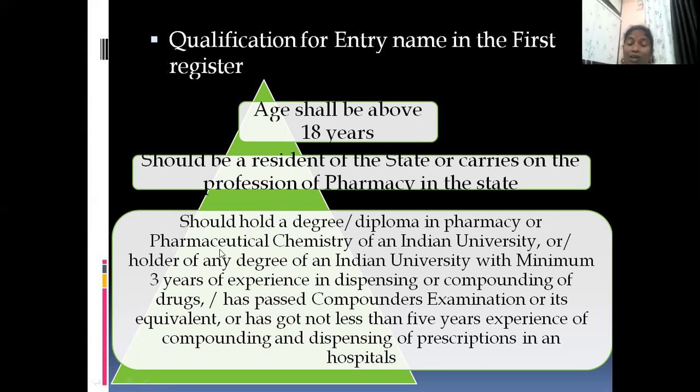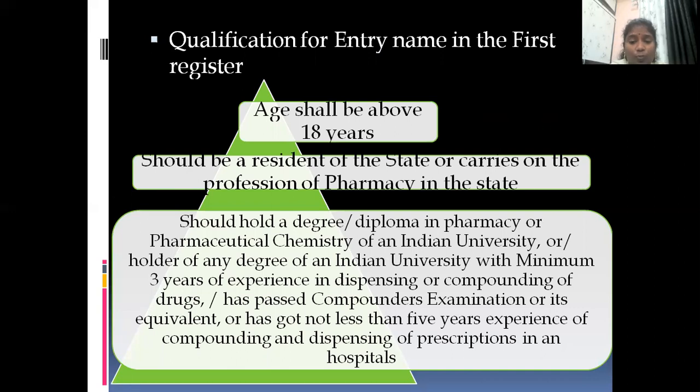Okay, so now what is the qualification? He should hold a degree or diploma in pharmacy or pharmaceutical chemistry from an Indian institute. Not only that, if he has 3 years experience in dispensing and compounding of drugs, that means he is selling drugs, dispensing is nothing but selling drugs, if he is experienced for 3 years, he is also eligible for registering his name in the register of pharmacists, and has passed the compounders exam or its equivalent.